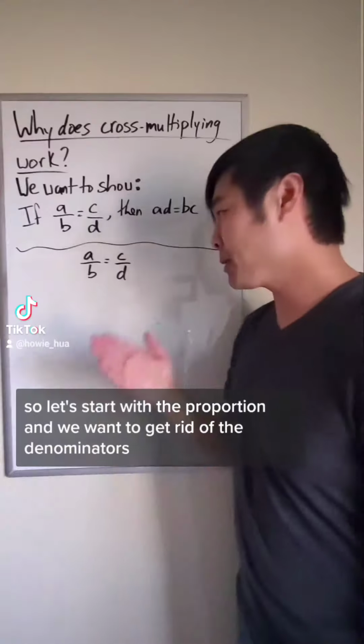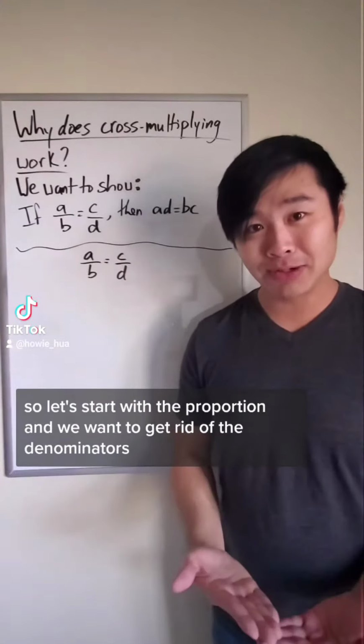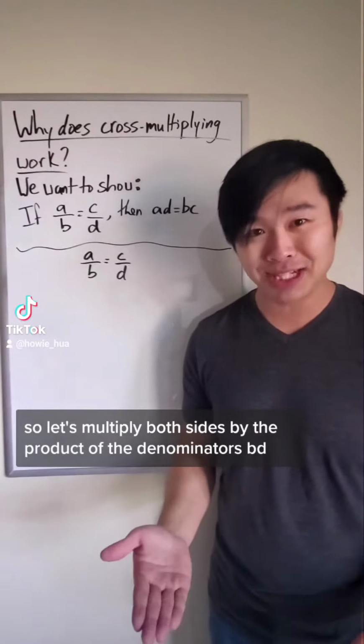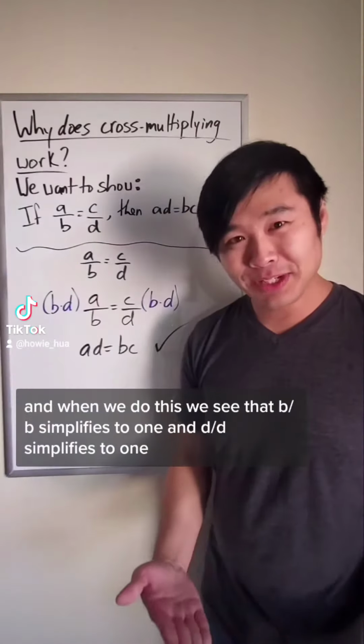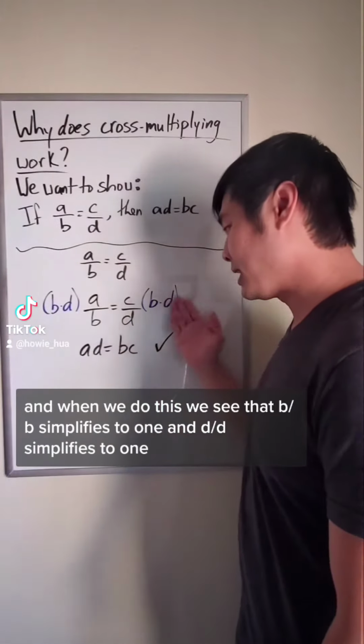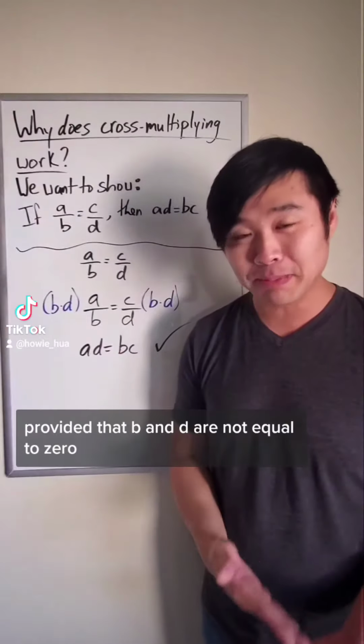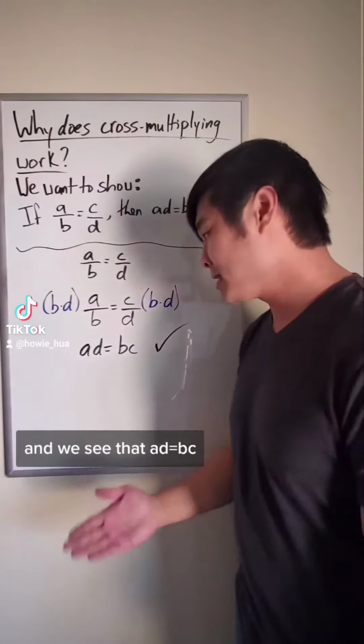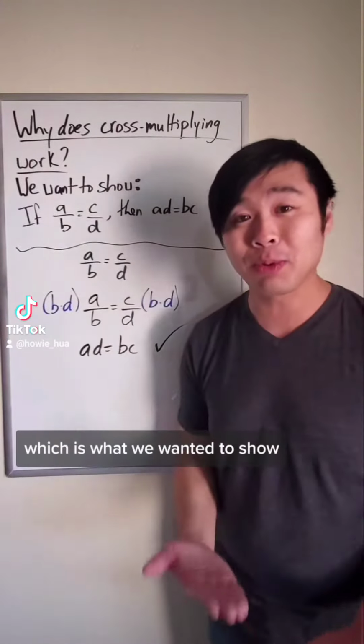So let's start with the proportion, and we want to get rid of the denominators, so let's multiply both sides by the product of the denominators, BD. And when we do this, we see that b over b simplifies to 1 and d over d simplifies to 1, provided that b and d are not equal to 0. And we see that AD equals BC, which is what we wanted to show.